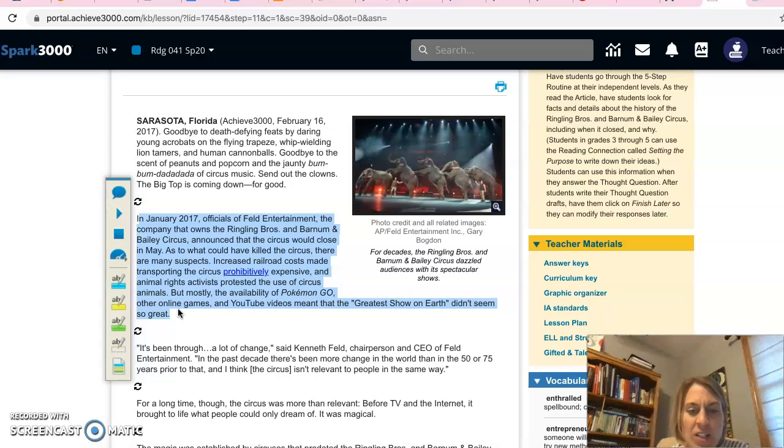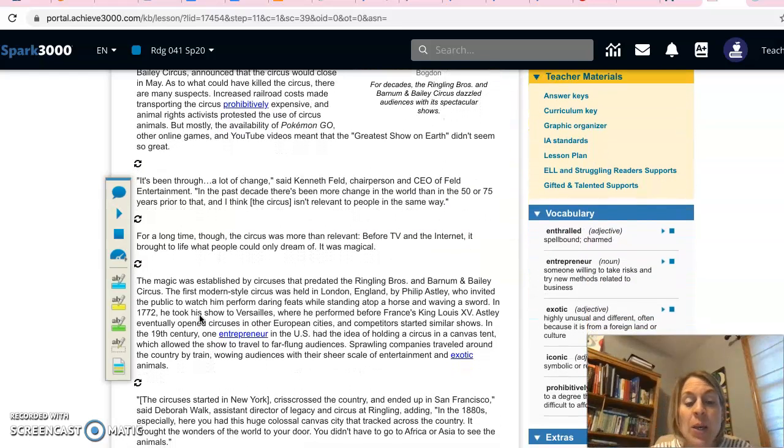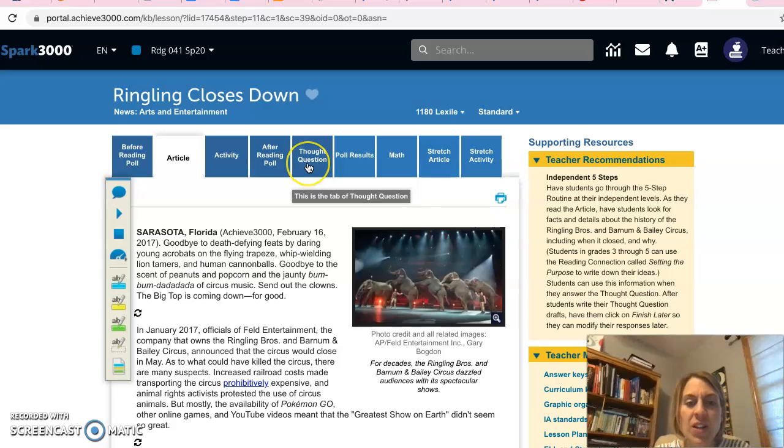Animal rights activists protested the use of circus animals. There's another cause. But mostly the availability of Pokemon Go, other online games, and YouTube videos meant that the greatest show on earth didn't seem so great. So three causes led to that one effect. Railroad costs, animal rights activists, and then technology, essentially, led to the closure of Ringling Brothers and Barnum & Bailey Circus. So that's one example of a cause and effect paragraph. There are many, many others. So as you're reading, watch for those keywords, things that will show us that there's a cause and effect happening.